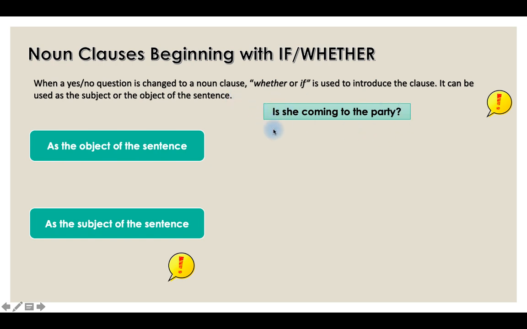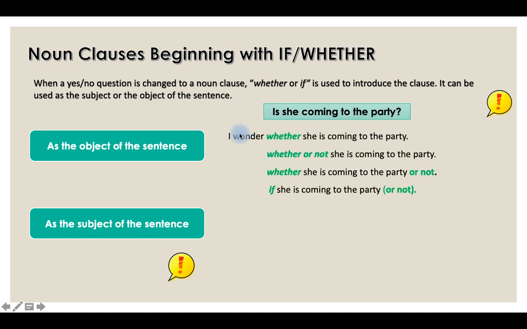Let's look at this question. Is she coming to the party? So I wonder whether she's coming to the party. That's the first variant. I wonder whether or not she's coming to the party. I wonder whether she's coming to the party or not. So, or not can be used at the end of the sentence. I wonder if she's coming to the party or not. The meaning of if and whether is the same. When we use it as a noun clause, the meaning of if and whether is the same.